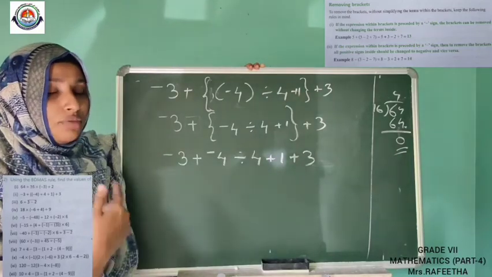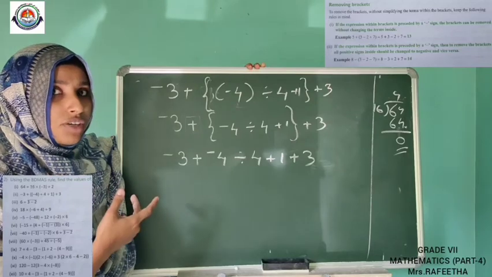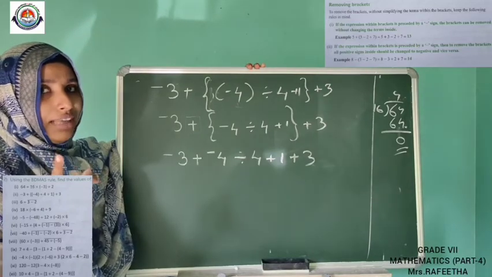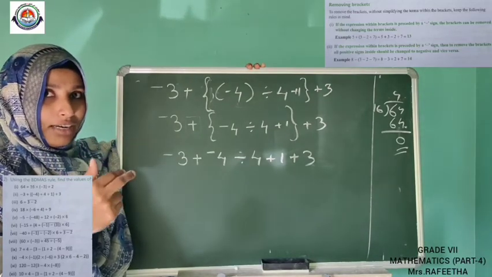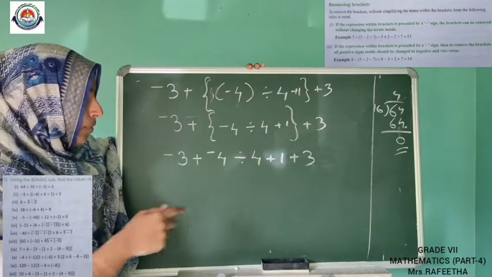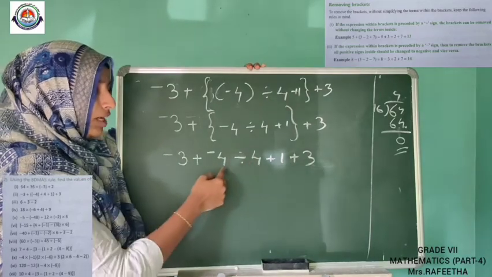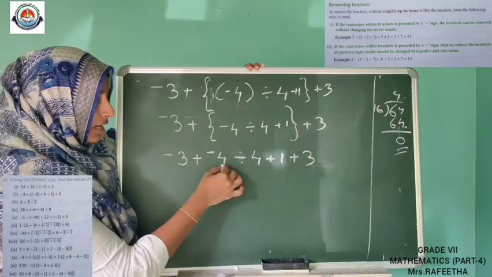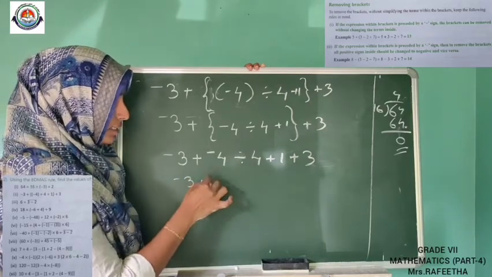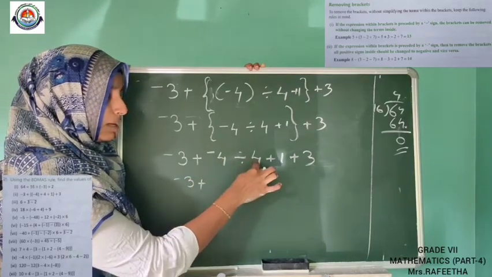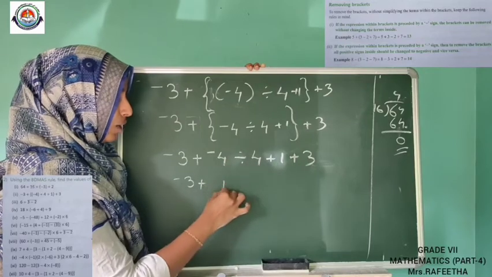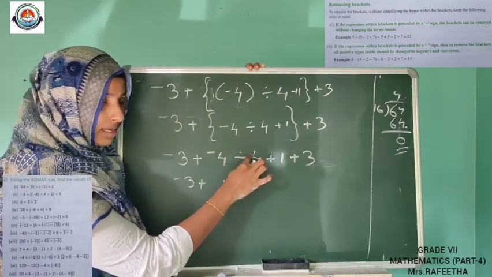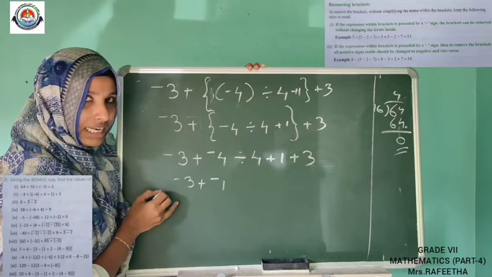Next, the preference is going for which operation? Yeah, we studied that after bracket, next is division. So here minus 4 we can divide with the 4. So minus 3 plus, minus 4 divided by 4. 4 divided by 4 is 1. Minus is dividing with the plus. So the answer will be minus.